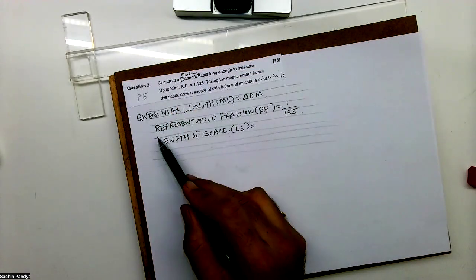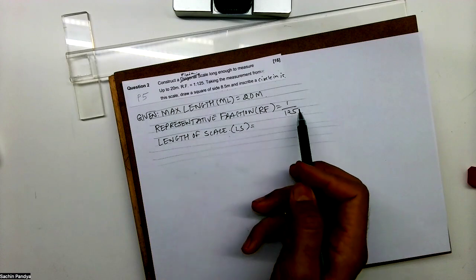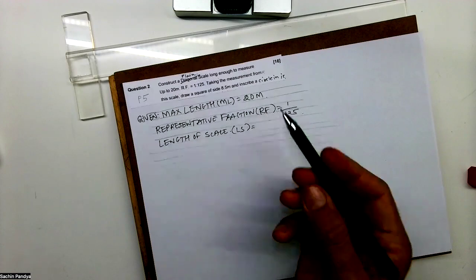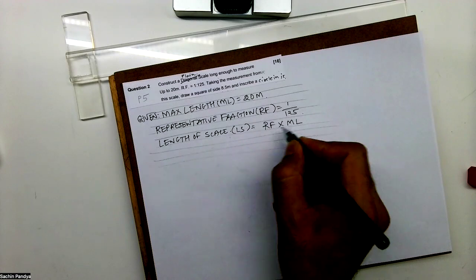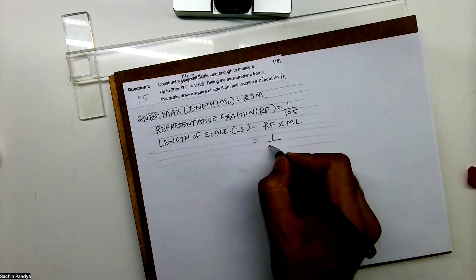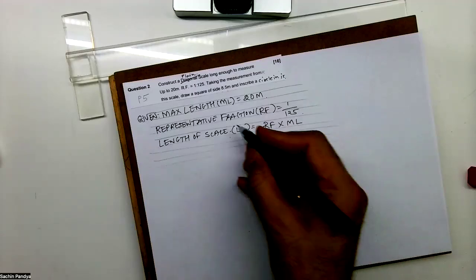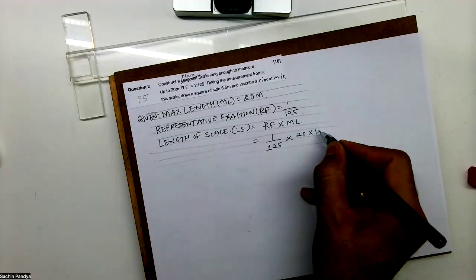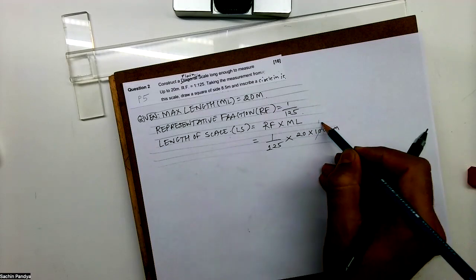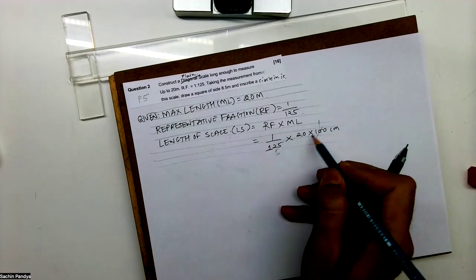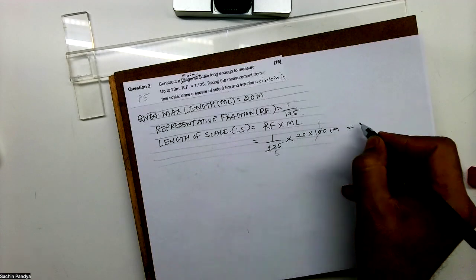Maximum length 20 meter, representative fraction 1 upon 125, and length of scale is equal to RF into ML. So how much is RF? 1 upon 125. And what is maximum length? 20 meter into 100 will give you centimeter. When you will solve, it is again 16 centimeter.